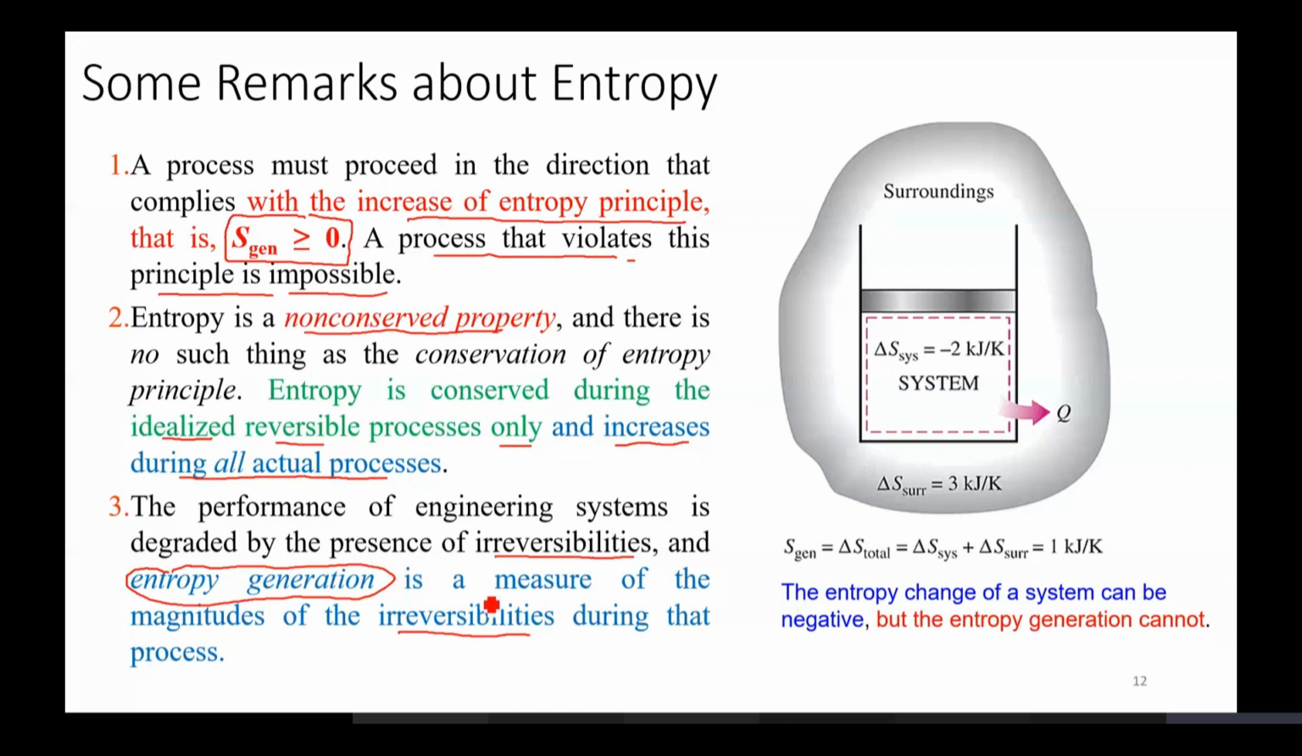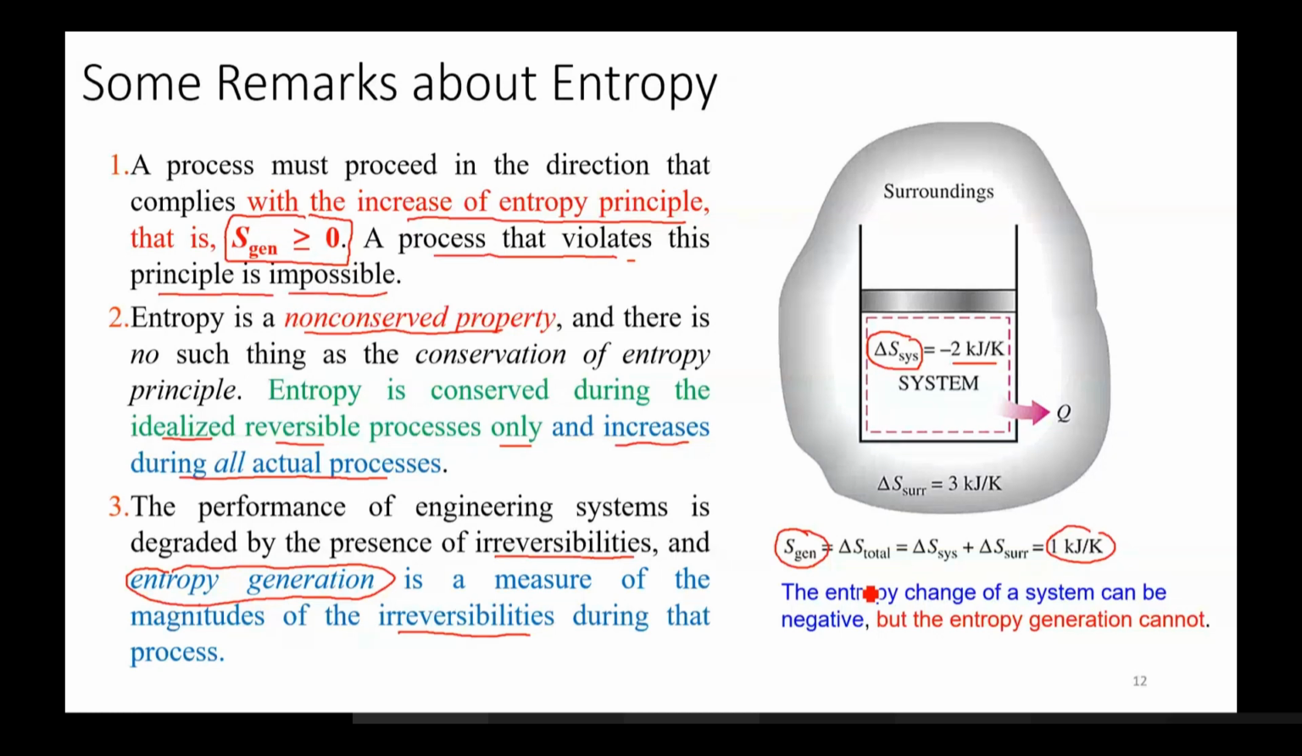Another important aspect is that the change in entropy of a system could be a negative value. It is possible to have change in entropy to be a negative value. But entropy generation to be a negative value is not possible. Entropy generation, as the first point says, would either be 0 for a reversible process or it would be a value greater than 0 for an irreversible process.